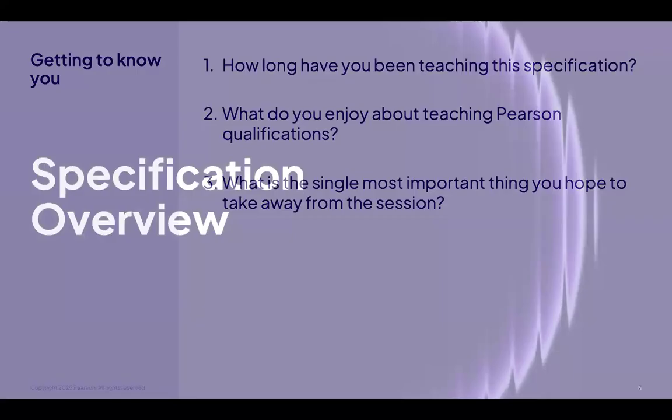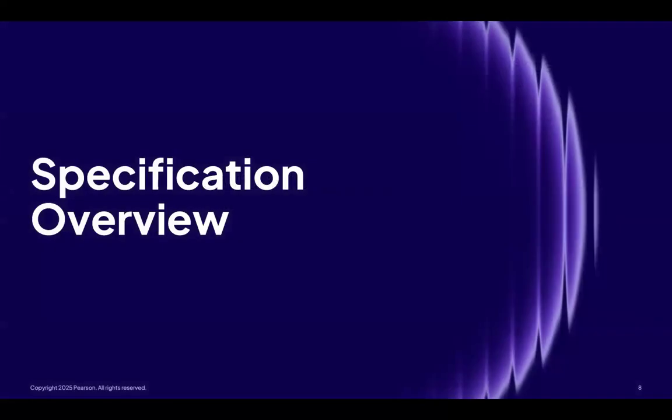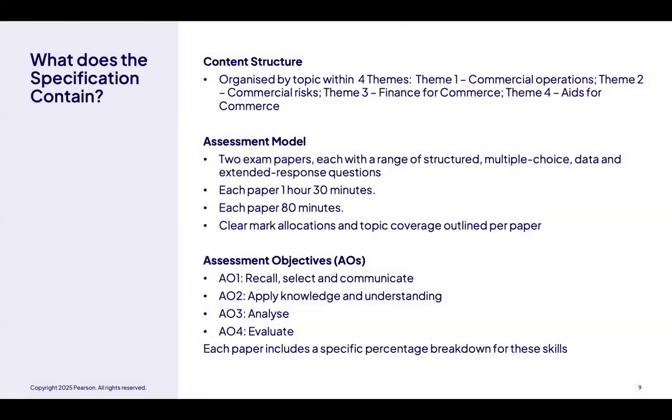So, moving on. Can I cover then the specification overview? In terms of the model itself, we're going to have a look at this in practice also as well. There are 4 themes within the course: theme 1, commercial operations, theme 2, commercial risks, theme 3, finance for commerce, and theme 4, aids for commerce. And the assessment model is that there are 2 examination papers, each identically structured.